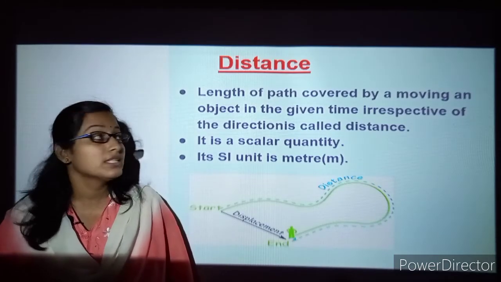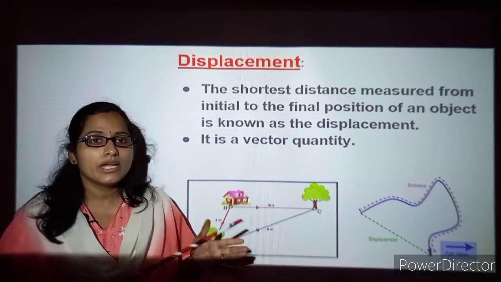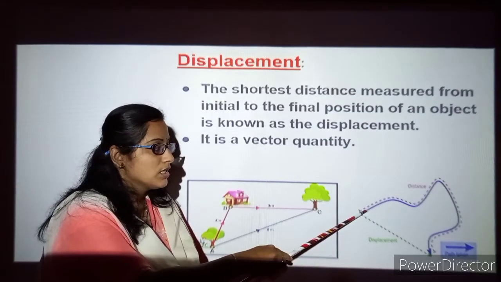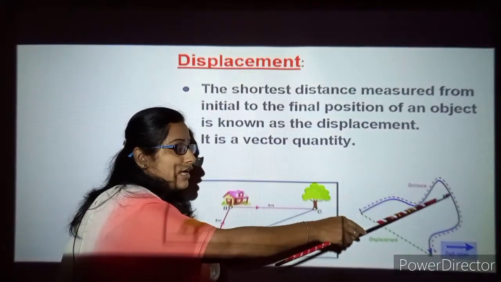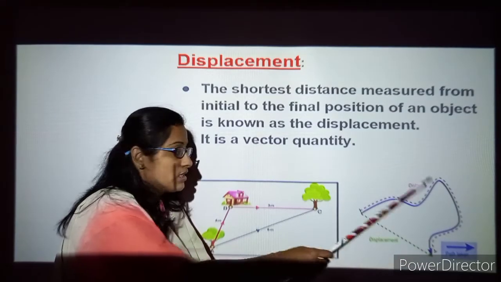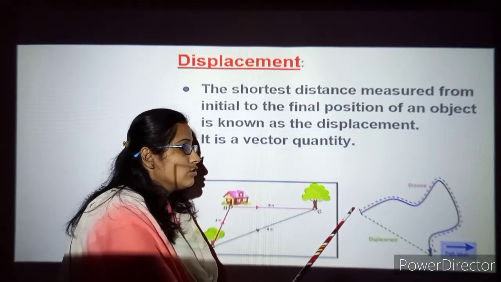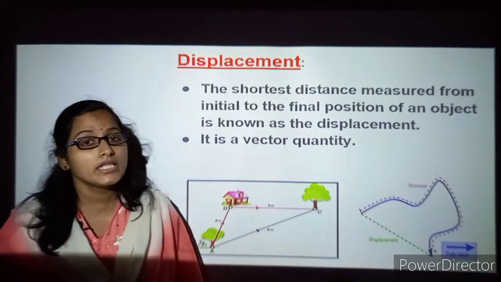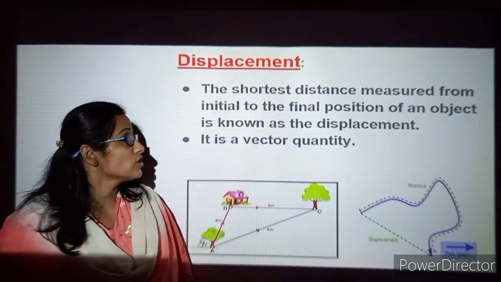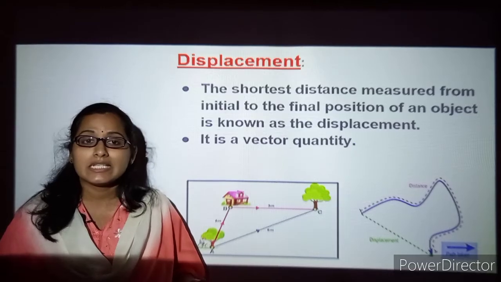So next we will see about displacement. As I told, distance, so A to B is the distance. Here a person started and he moved along this path and reached this point, but the shortest distance traveled, the person could have even traveled from here to here, that is from A to B, and the shortest distance traveled is known as displacement. So let's see here, the shortest distance measured from the initial to the final position of an object is known as displacement.